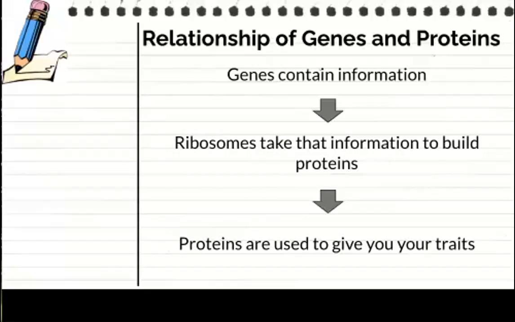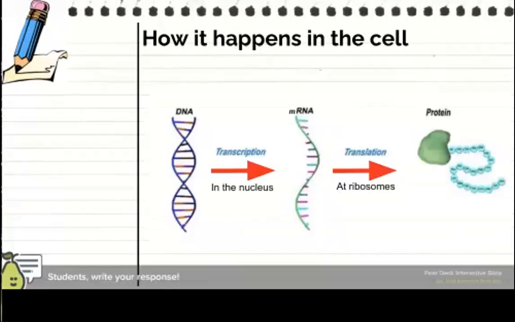So again, just a little recap. We have information from our genes that's going to the ribosomes for them to make the protein, and that protein is what gives you and I our traits. Okay? Now, how does this happen? Well, inside the cell, there's two processes that help this. There's transcription and translation. Transcription is when we make a copy. Messenger RNA is a copy of just one strand of DNA.